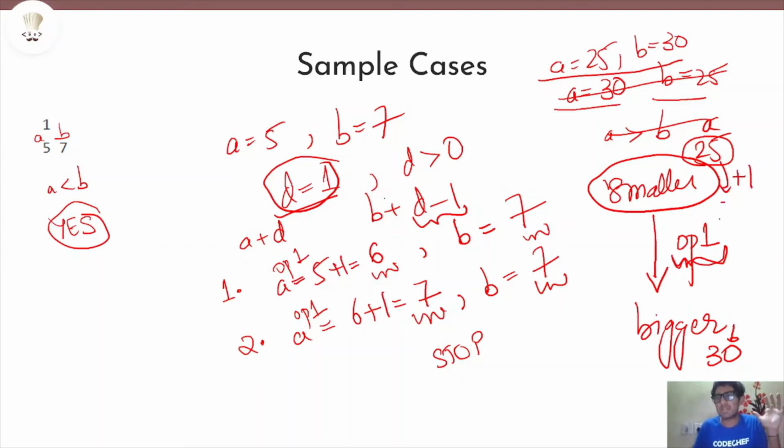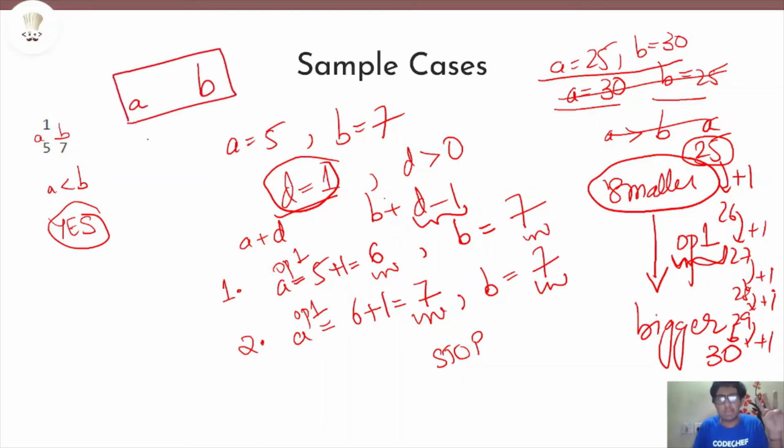25 plus 1 is 26, 26 plus 1 is 27, 27 plus 1 is 28, 28 plus 1 is 29, and 29 plus 1 is 30. So I applied this operation multiple times and finally we made the smaller number equal to the bigger number. We made A equal to B by repeatedly performing this operation. That's what I meant by you can always start at the smaller number and make it equal to the bigger number by repeatedly applying this operation. Always, whatever our A and whatever our B is, we know that there are three possibilities.